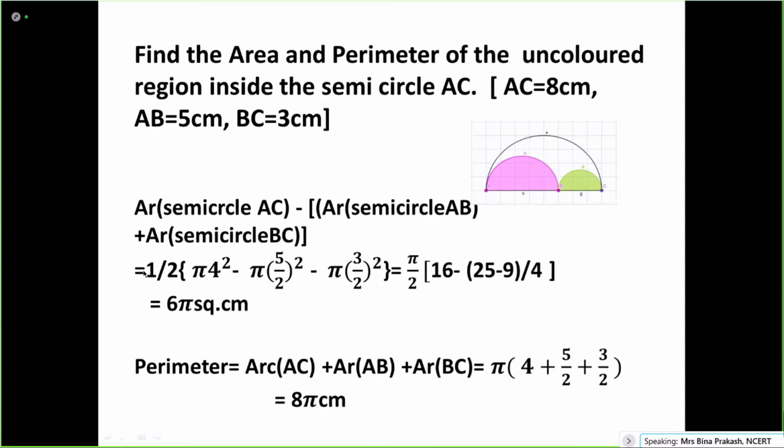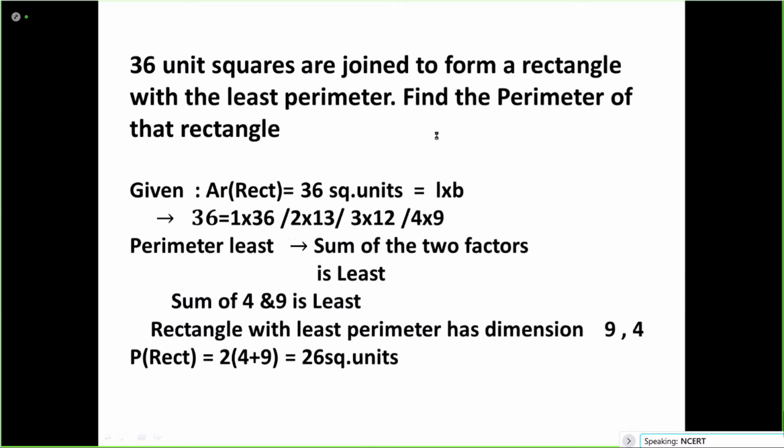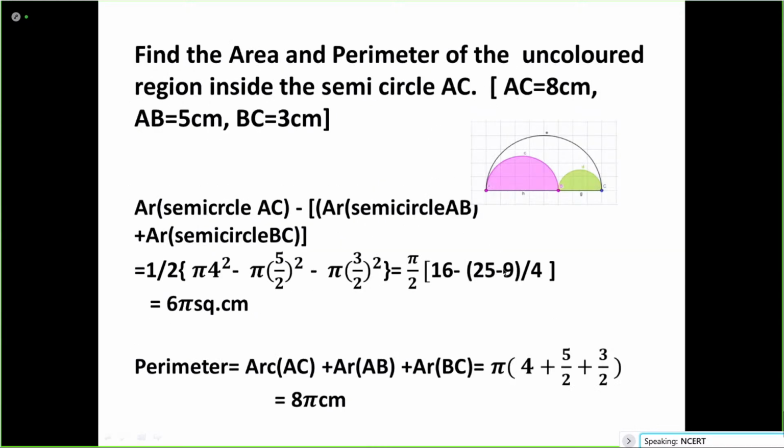So what is left is 4 ka square, that is 16, minus 25 and 9. This is 25, this is a plus here. This will be plus there. It's 25 minus 9, both have the same denominator upon 4. So 25 plus 9 comes out to be 34 upon 4, this is 16. We have 16 upon 4 is 4. So this is 16 minus 4, that is 12. 12 is divided by 2 and the answer comes out to be 6 pi square centimeter.